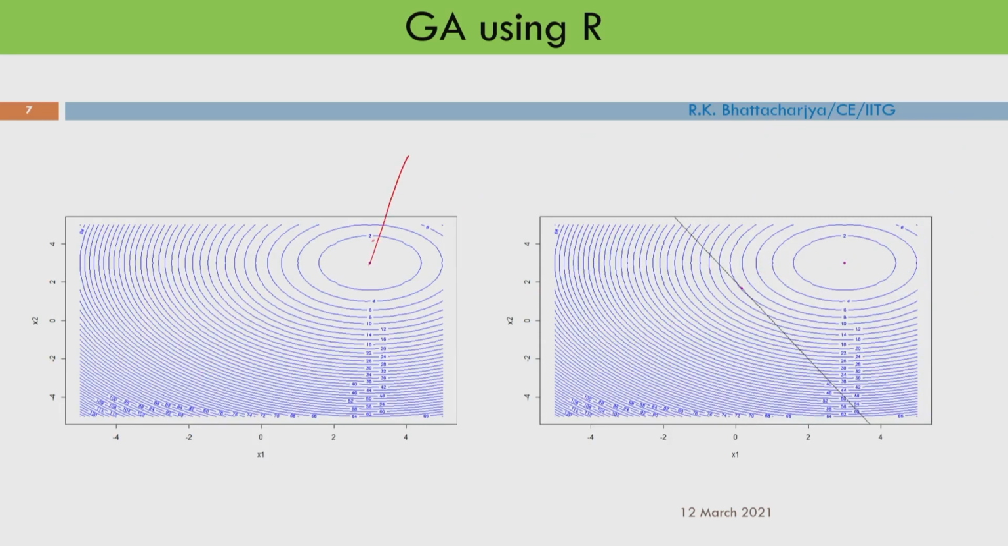So, this is the unconstrained solution of this particular problem, that is your x star, but the constrained solution is somewhere here. So, this is the x star of the constrained solution. We will apply a genetic algorithm and try to get the constrained solution. So, let us solve this problem using R.